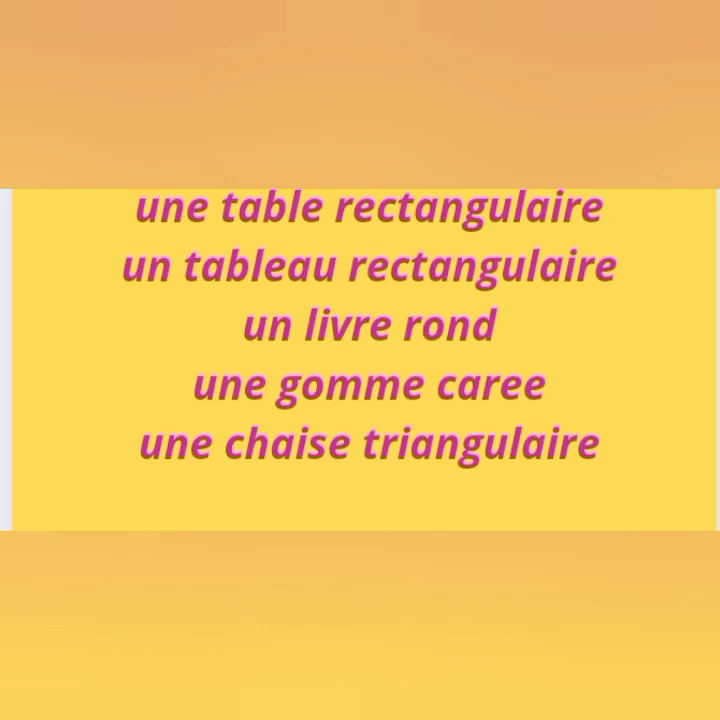What do I mean by une table rectangulaire? Une table rectangulaire simply means what? A rectangular table. Then un tableau rectangulaire simply means what? A rectangular board. Then un livre ronde, that is a round book. Then une gomme carrée, that's a square eraser. Then une chaise triangulaire, that's a triangular chair.